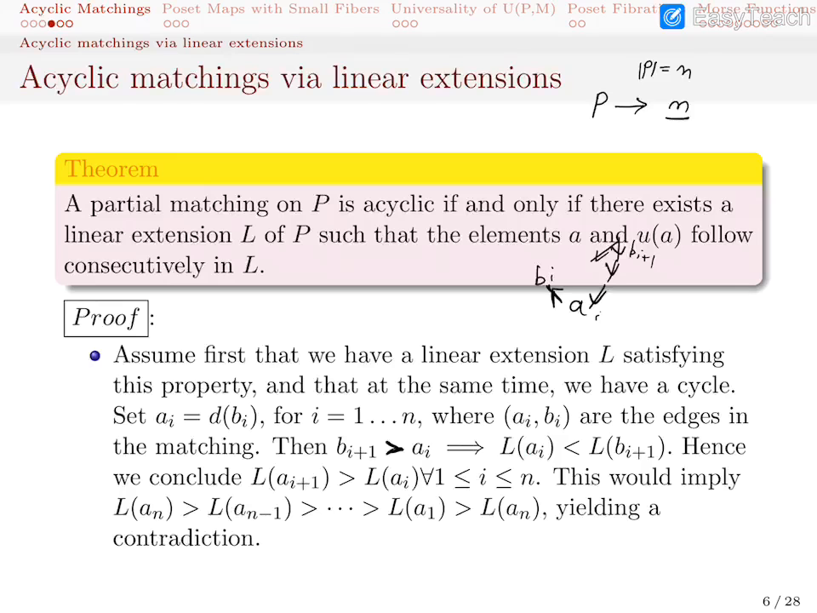but then that would contradict that A and U(A) are consecutive elements, because L(A_i) is somewhere between. So this is the only possibility, that this has to be greater. But then this would imply that L of A_n is greater than L of A_{n-1}, and so on, because this i was arbitrary, and you hit again at L of A_n. And this is a contradiction.